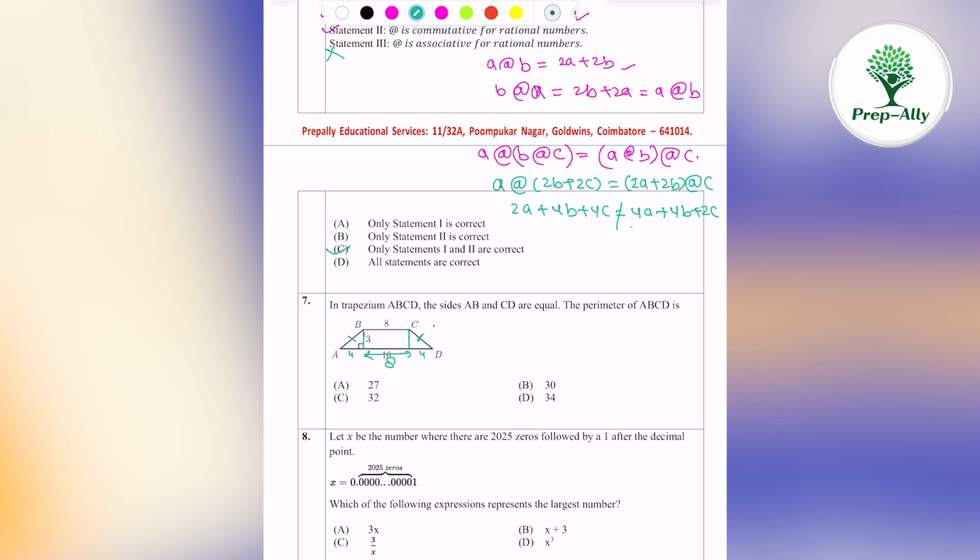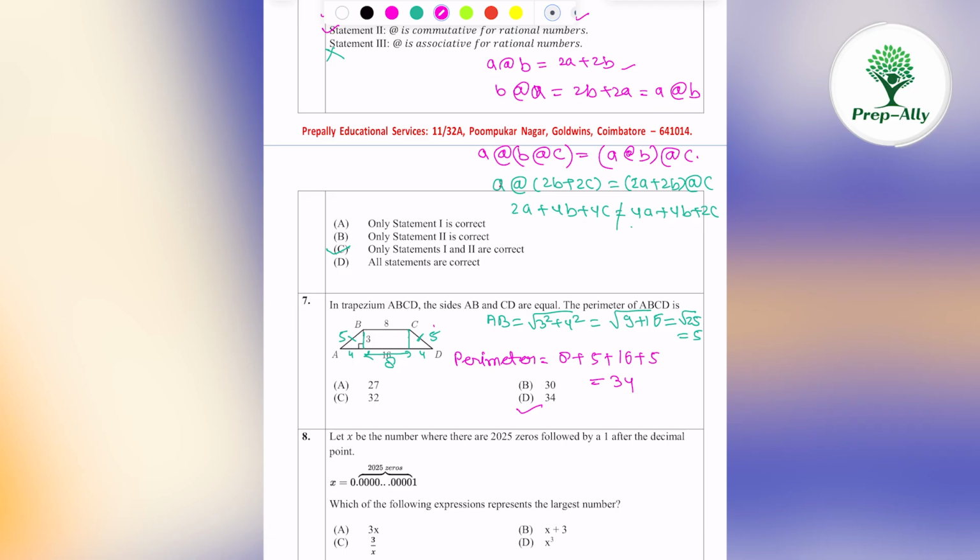Now this is 3 and this one is 4. By using the Pythagoras theorem, we can write AB is equal to the square root of 3 square plus 4 square. If you simplify, we get 9 plus 16, which is the square root of 25, equal to 5 units. So this is 5, this is also 5. So the perimeter is the sum of all the sides. Here we can take 8 plus 5 plus 16 plus 5. So 8 plus 5 is 13, plus 5 is 18, plus 16 is 34.